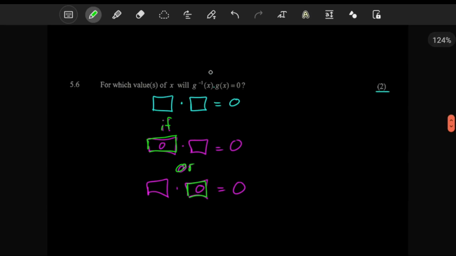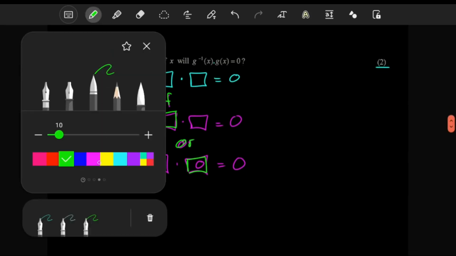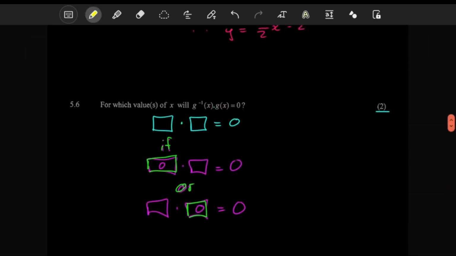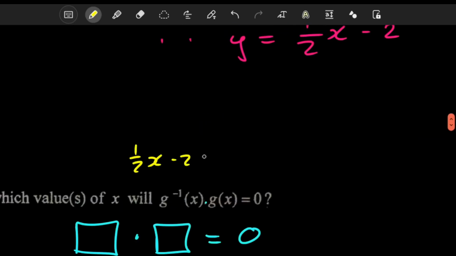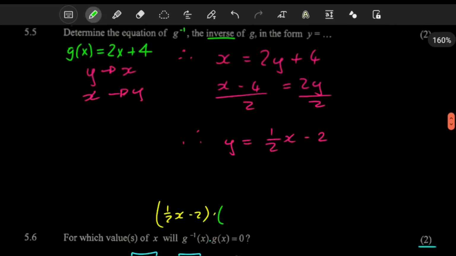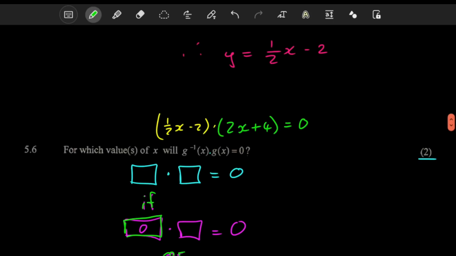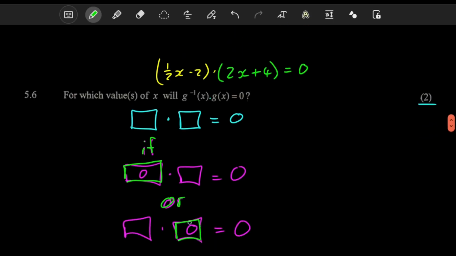We just need to think to ourselves, where we see this symbol over here, you see this equation here, this is just a half x minus 2. The other one there is just 2x plus 4, and we said this will only be equal to 0 if one of them is equal to 0 and the other one is also at some point equal to 0. They take turns to become zeros. This is already a factorized equation, so you just need to solve for x here.